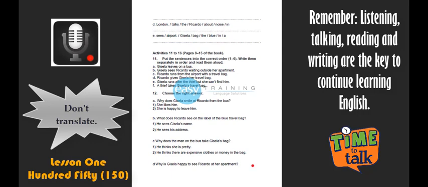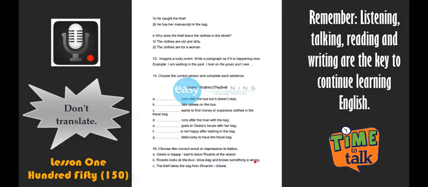Question D. Why is Gisela happy to see Ricardo at her apartment? Is it because he caught the thief or because he has her manuscript in the bag? And question E. Why does the thief leave the clothes in the street? Is it because the clothes are old and dirty or because they are for a woman?